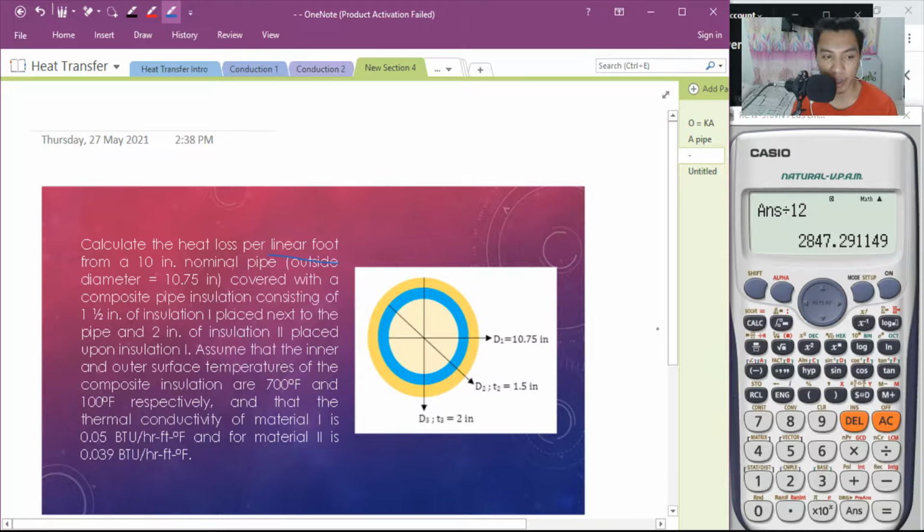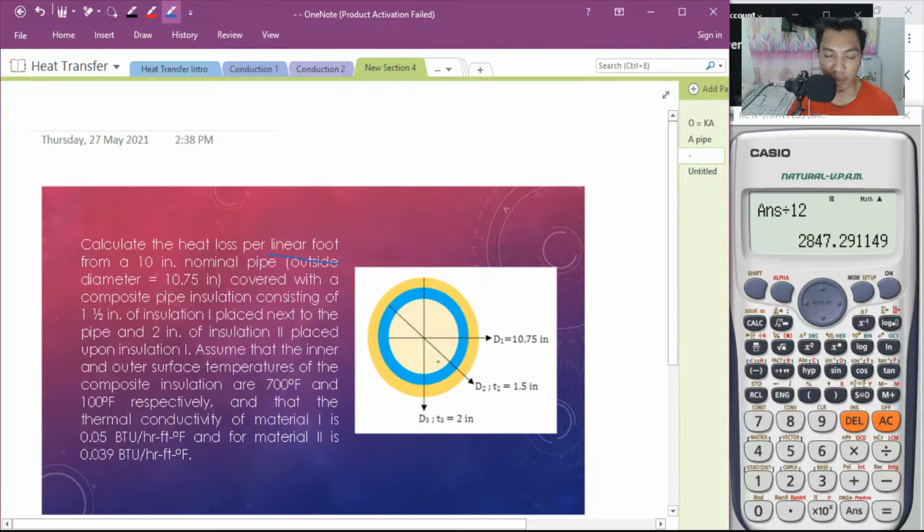Outside diameter is 10.75 inch, covered with a composite pipe insulation consisting of 1.5 inch of insulation. So, yun yung thickness. Okay? Placed upon insulation 1, assume the next is 2 inch. 1.5 tapos 2 inch. Pwede na yun.